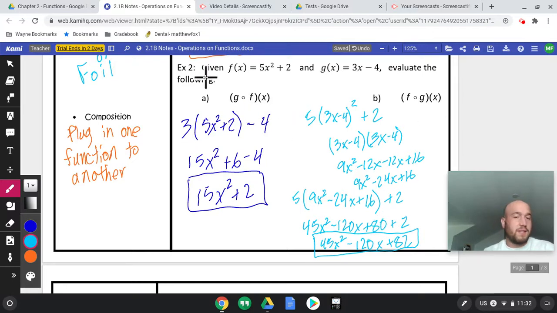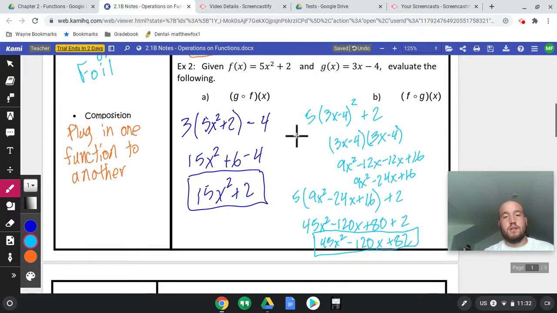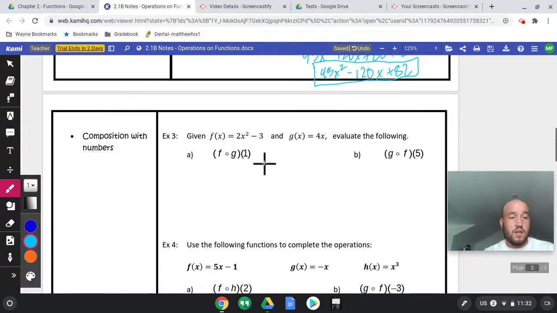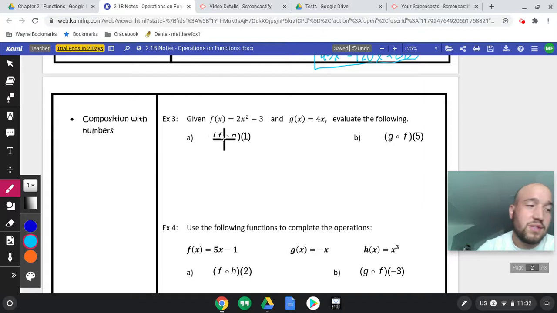All right, so obviously that problem, f of g of x, was much more complicated than g of f of x. Sometimes that's the case, but make sure you always start with whichever function is at the front, in the lead. So go ahead and we're going to practice a few more of these.